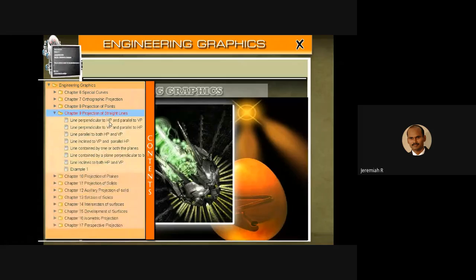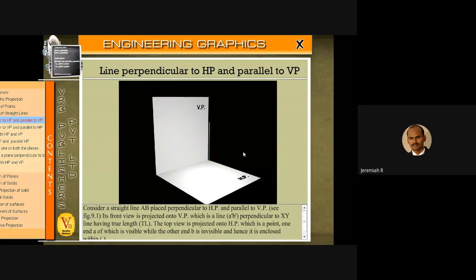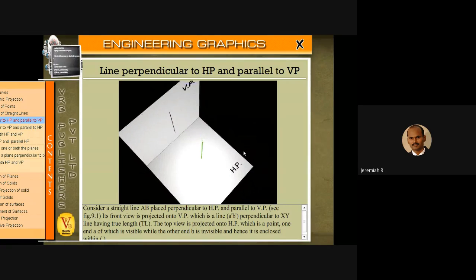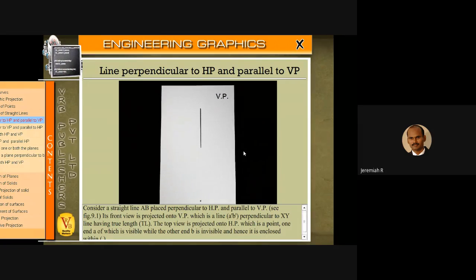You just see here, a line is perpendicular to HP but parallel to VP. Line perpendicular to HP and parallel to VP. In the front view, what will you get? A line. But in the top view, what will you get? A point. This horizontal plane, you have to rotate in the clockwise direction by 90 degrees.